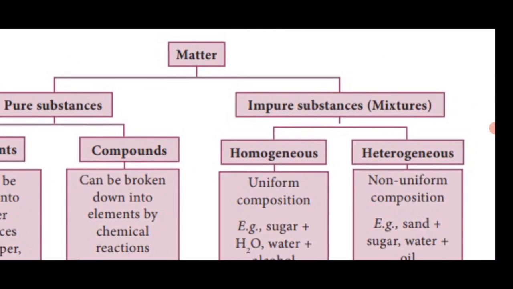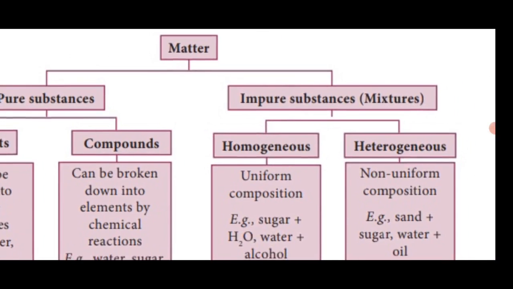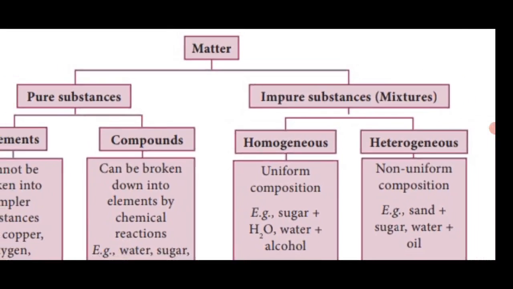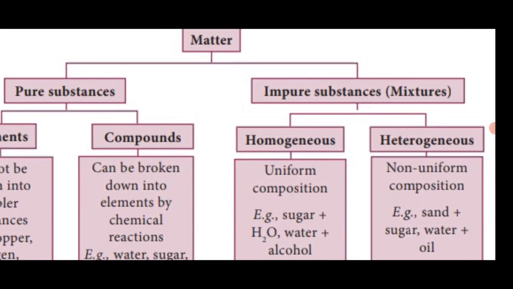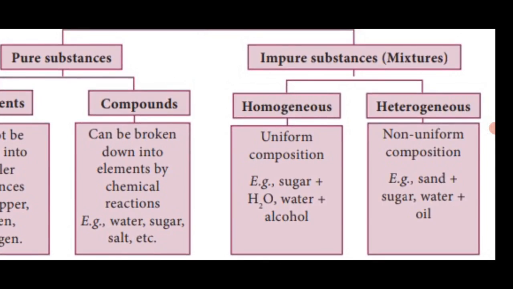The other classification of matter is impure substance. The impure substance is otherwise said to be a mixture. This mixture can be classified into two types: one is homogeneous mixture, another one is heterogeneous mixture. What is a homogeneous mixture? The particles are present in uniform composition. Example, sugar and water, and water and alcohol. When sugar is mixed with water, we get a uniform composition of mixture. This mixture is said to be a homogeneous mixture.